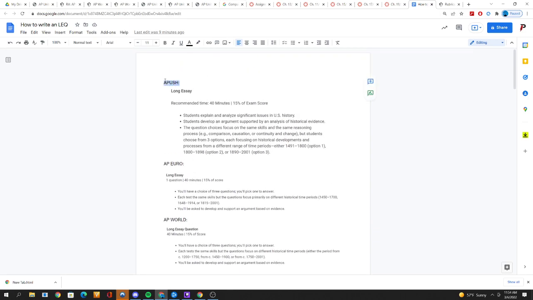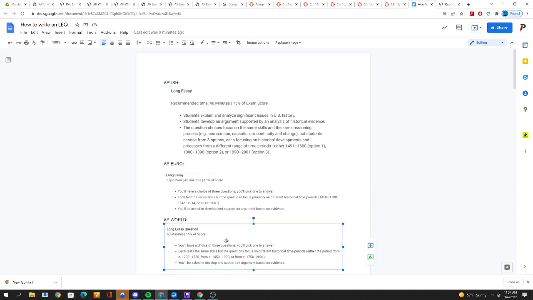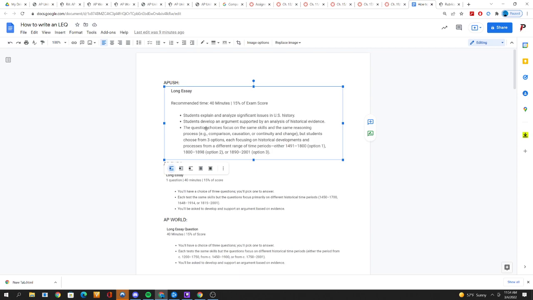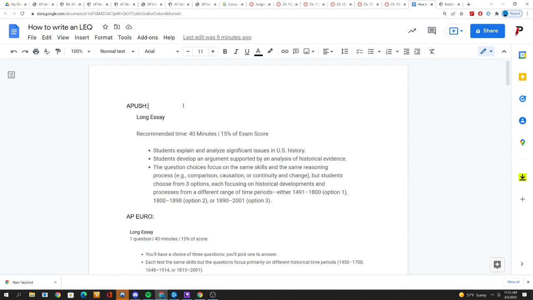So, for APUSH, you will analyze significant issues in history, and that's the same thing for every class, but it's really important to look at this last bullet point here. And this is what you really have to focus on. So in your AP curriculum, you typically have chapters 1 through 30, 1 through 20, units 1 through 10. And it's really important to understand time periods. So if you look at the very bottom right here, 1491 to 1800, 1800 to 1898, and 1890 to 2001, and you see these options.